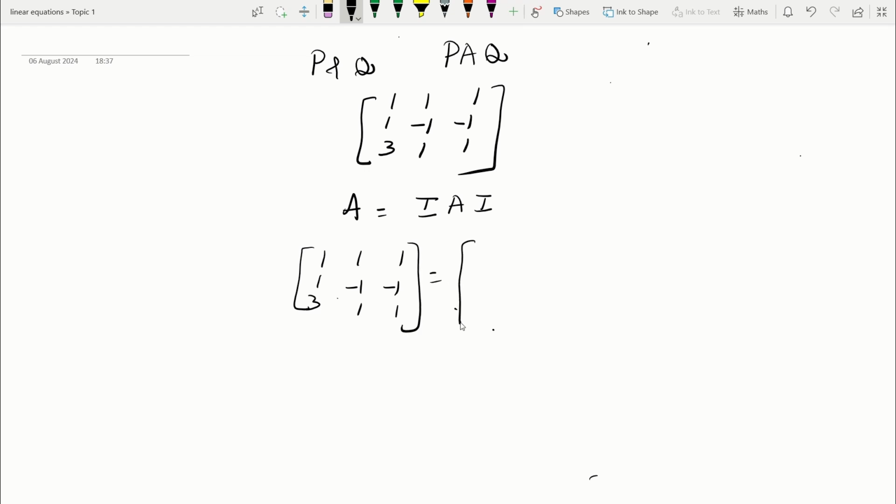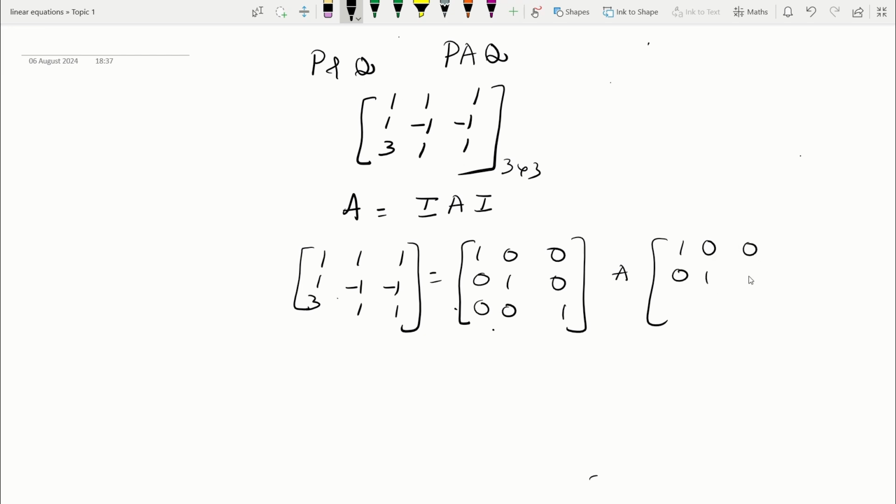They will give the same problem only, I will just write the problem. Find non-singular matrices P and Q such that PAQ is in the normal form, and hence find the rank of A. This is the PAQ form method. The matrix they gave is 1 1 1; 1 minus 1 minus 1; 3 1 1.